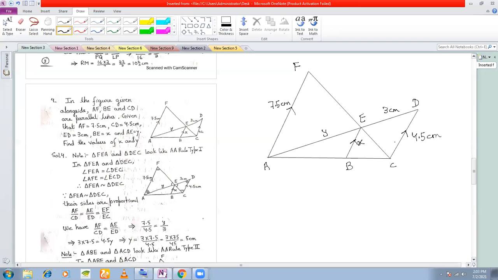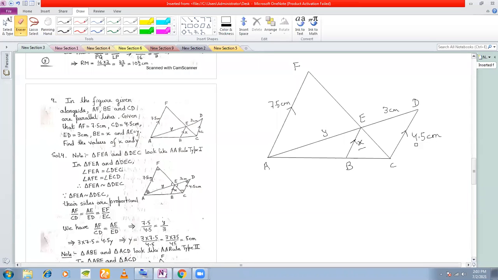In the figure given alongside, AF, BE, and CD are parallel. So I've marked the three parallel lines. Given that AF is 7.5, so this is 7.5. CD is 4.5. This is 4.5. ED is 3 centimeters. So this is 3 centimeters. BE is X, so I've already marked X. AE is Y, so Y is already marked here. Find the values of X and Y. You need to find out the values of X and Y.